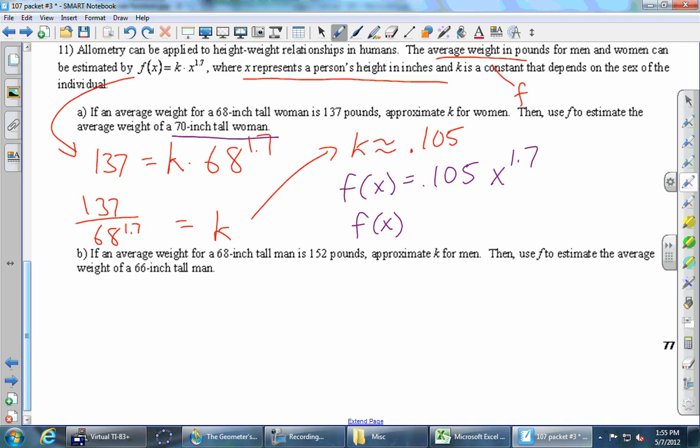Where do I put that 70? For the x, we go 0.105 times 70 to the 1.7. You can just type that in as it is. What do we get? About 144.